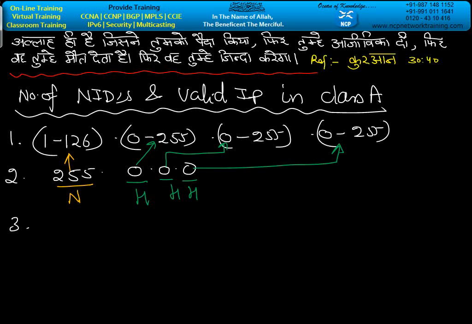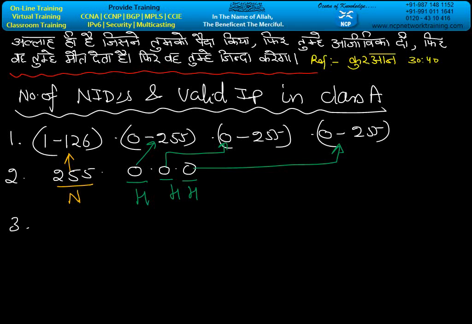In step 3 we will calculate how many NIDs and how many hosts. In step number 1, we are writing the range of class A. Step number 2, we are writing the mask. 255 will represent the network bits and 0 will represent the host bits. So 1 to 126 belongs to the network, and 0 to 255 in the second, third and fourth octets represents the host field or host portion.